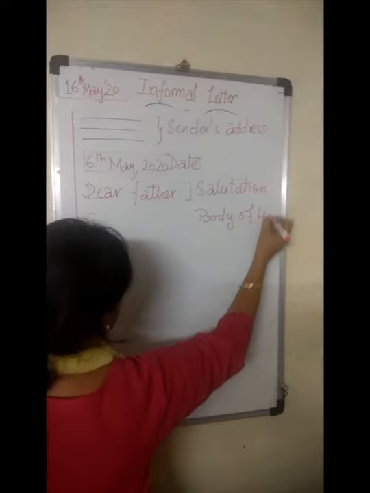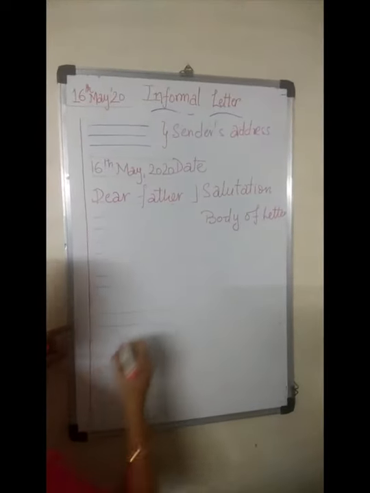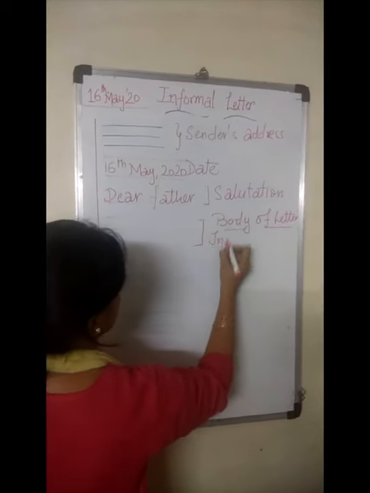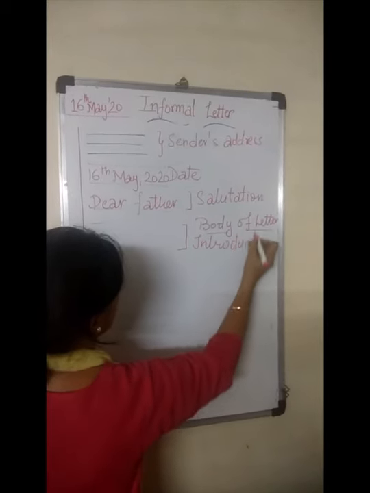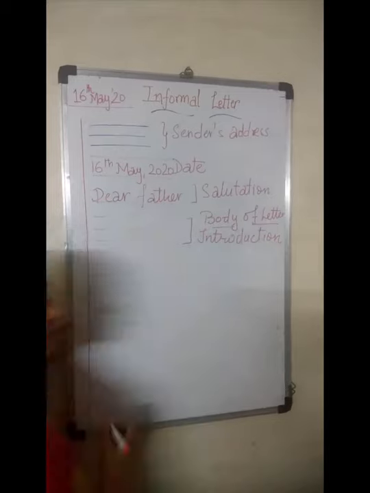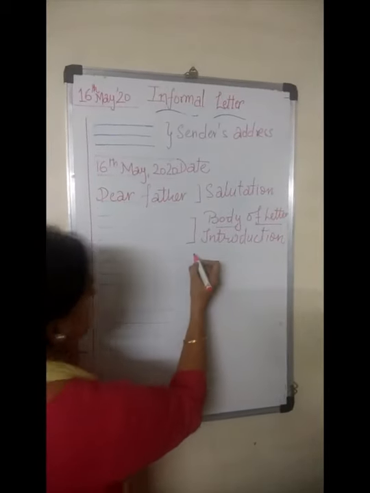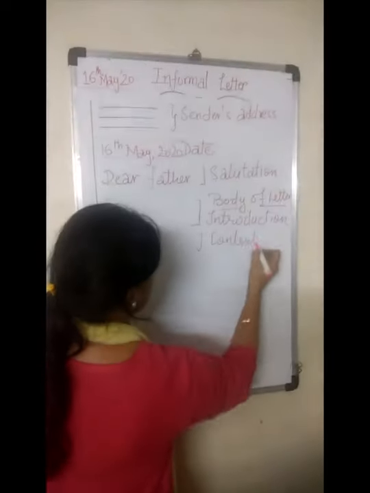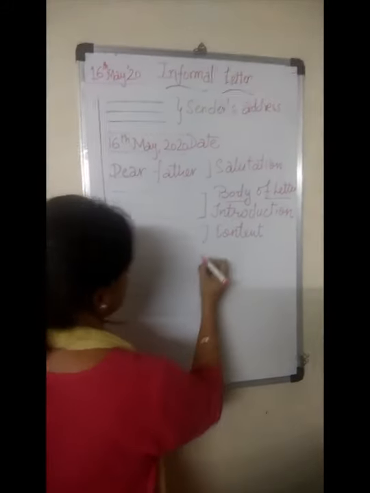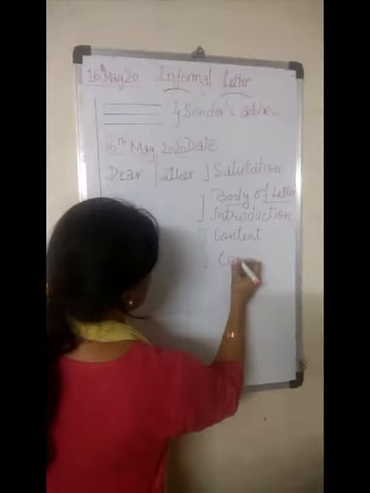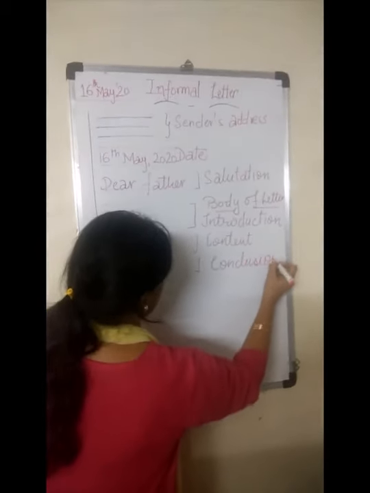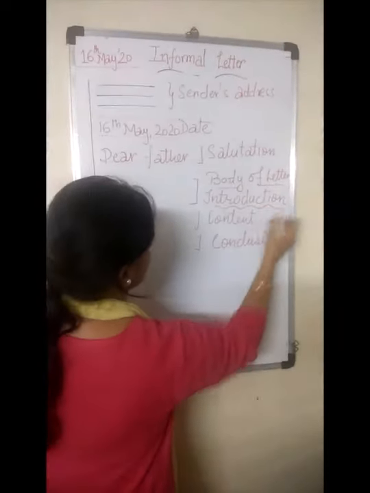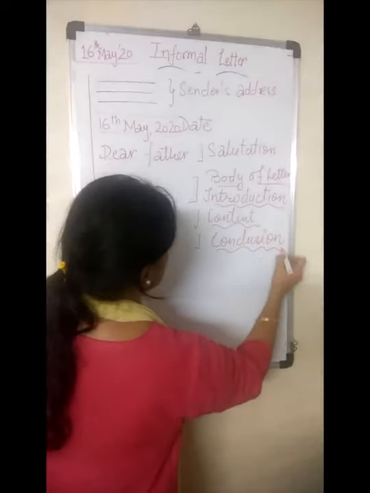Body of the letter should have three different paragraphs. In the first paragraph, you should write the introduction. Introduction means the reason of writing the letter. What is the agenda of writing this letter? Then comes the main content of writing this letter. That's called the detail of writing the letter. Then in the last two lines, you write the conclusion, like bidding him or her goodbye. So this way, the body of letter contains three different parts: introduction, content, and then the conclusion.